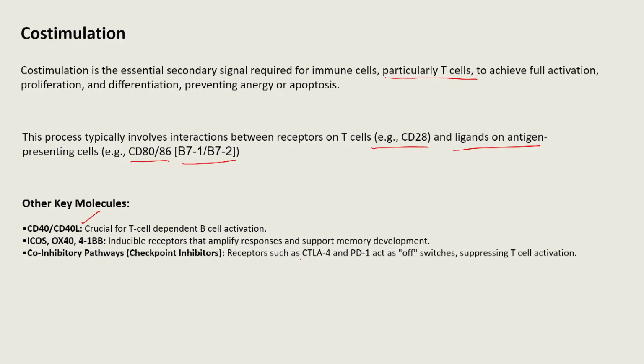So some of the receptors, such as CTLA4 and PD1, act as a blocker of the co-stimulatory pathway. So we can also call them co-inhibitory pathways or checkpoint inhibitors. We'll see later about CTLA4 and PD1 in detail, and we will also emphasize the role of CTLA4 and PD1 blockage in cancer immunotherapy.